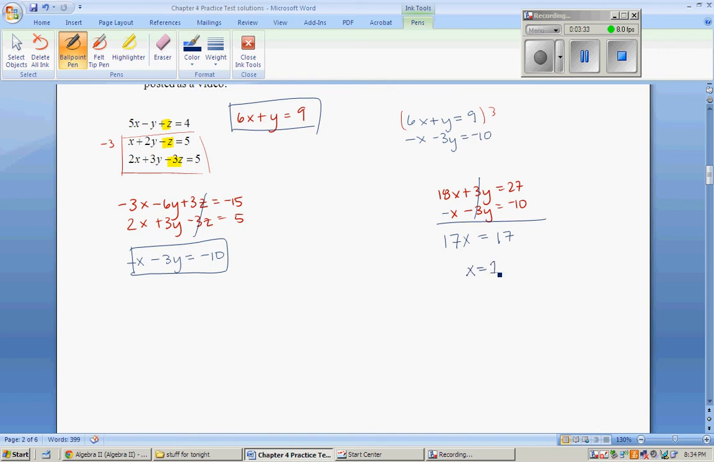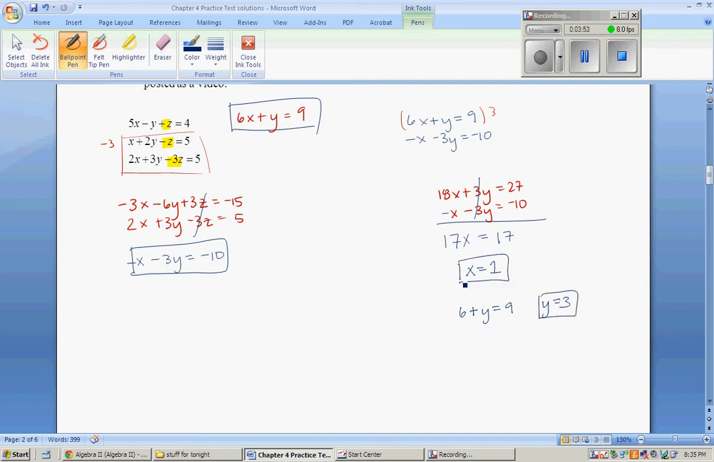When you plug 1 back in, let's try it in the bottom equation, or in the top, it'll be nicer. 6 plus y equals 9. It becomes evident that y is 3. Hooray! We've got 1 and 3.